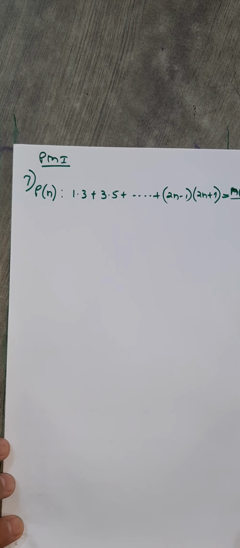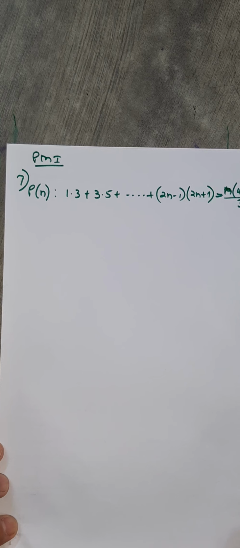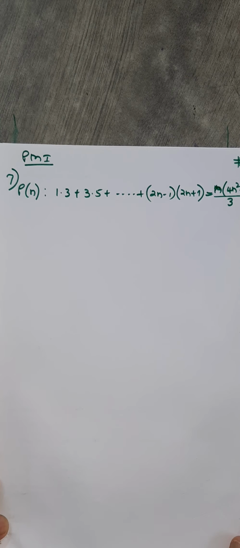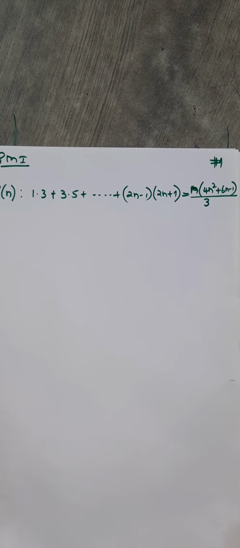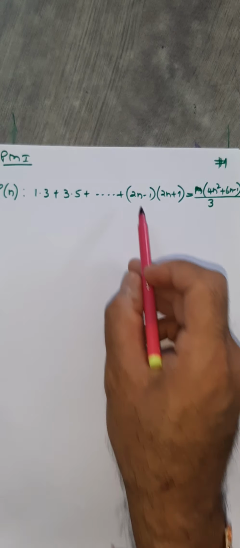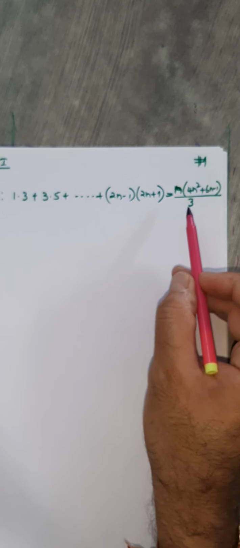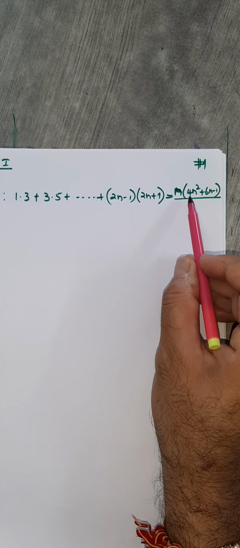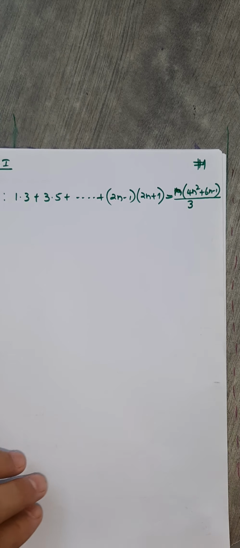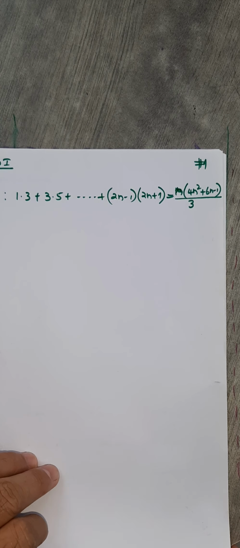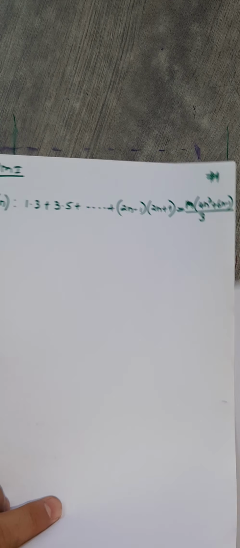So question number 7 of the PMI exercise is here. The question is, show that 1 into 3 plus 3 into 5 plus 5 into 7 and so on, the last term being 2n minus 1 into 2n plus 1, equals n into 4n square plus 6n minus 1 by 3, with the help of PMI. So let's try this here.